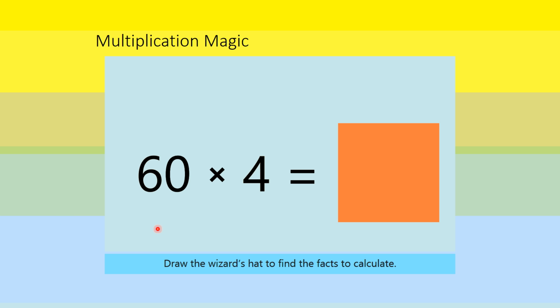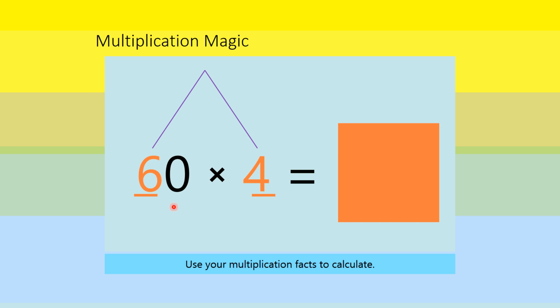Okay, so you're going to draw a wizard's hat first of all, and look at what it is pointing to. It is pointing to the 6 and the 4. We've ignored this 0 here. So we're going to use your multiplication facts to calculate. So what is 6 times 4? 24. We all know that because we know our 4 times table. If we know 6 times 4, then we know 60 times 4. 60 times 4 equals 240.